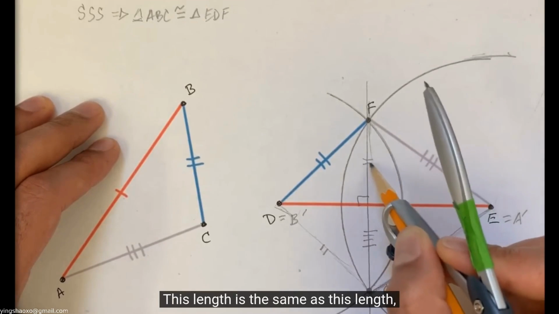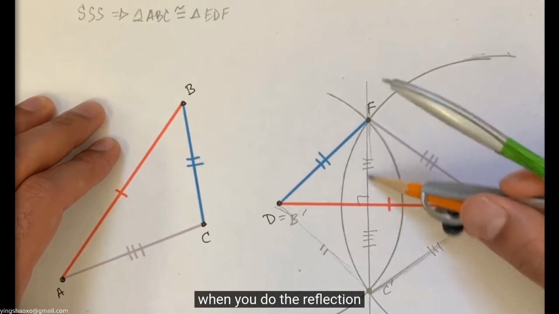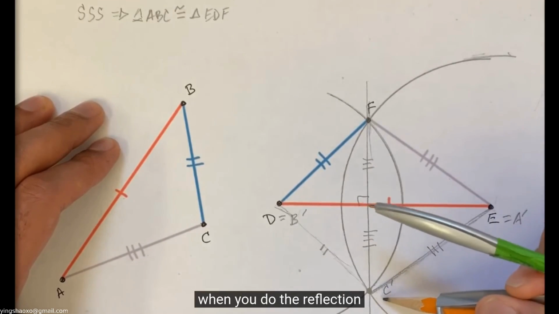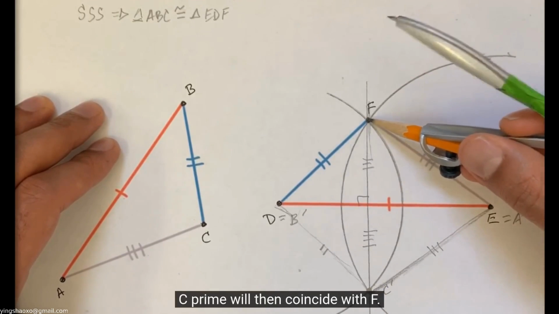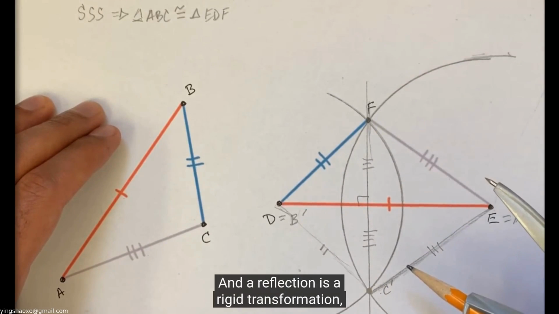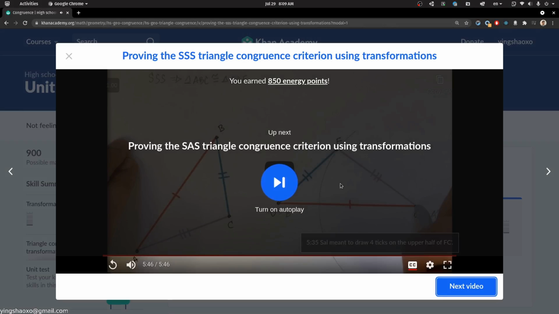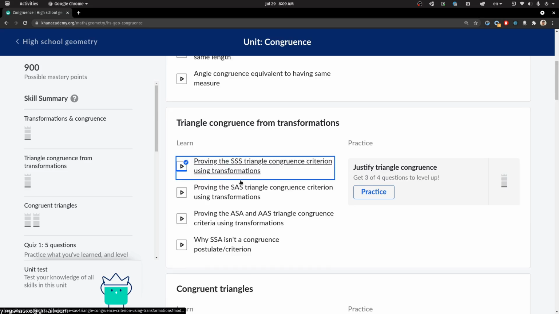This length is the same as this length. And since it's a perpendicular bisector, when you do the reflection, C prime will then coincide with F. And a reflection is a rigid transformation, so we would be all good.